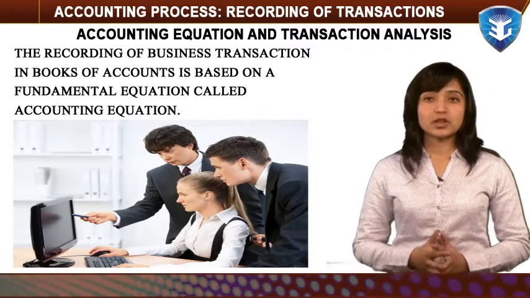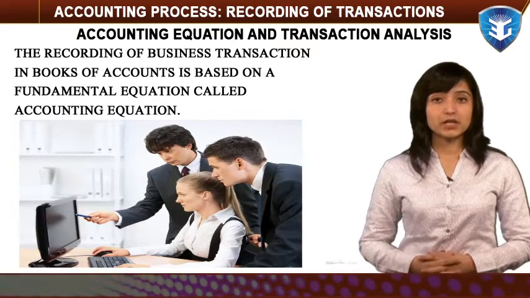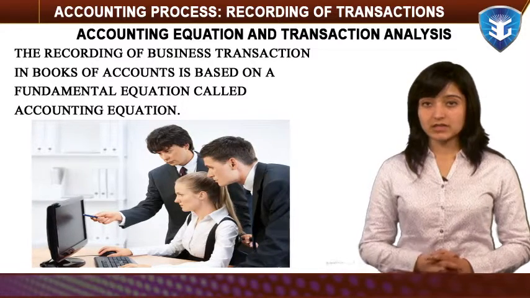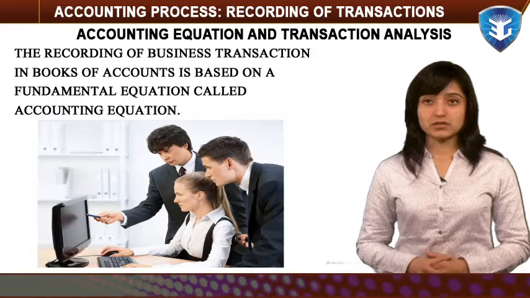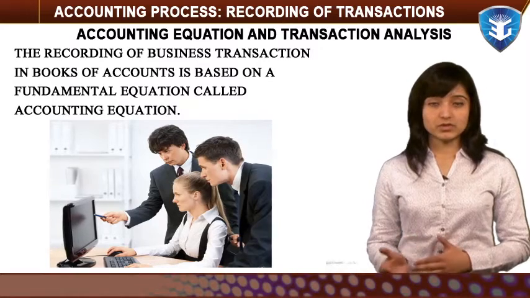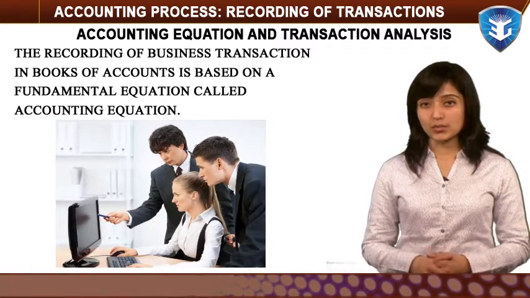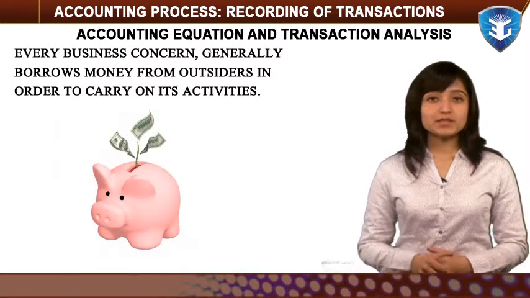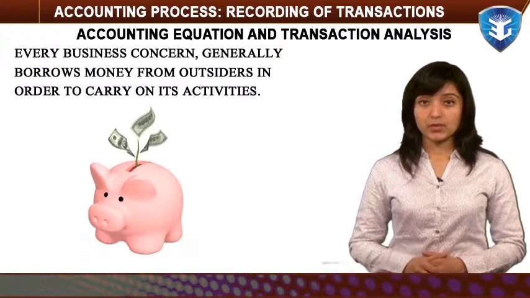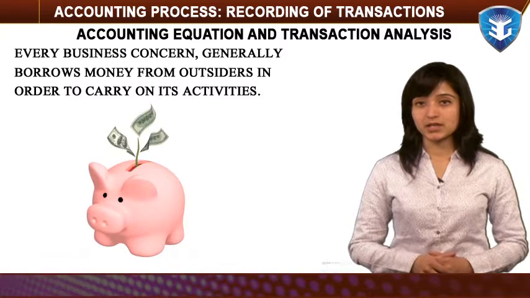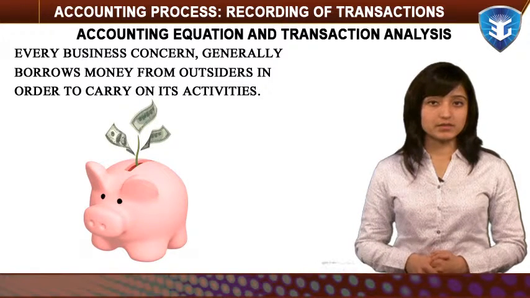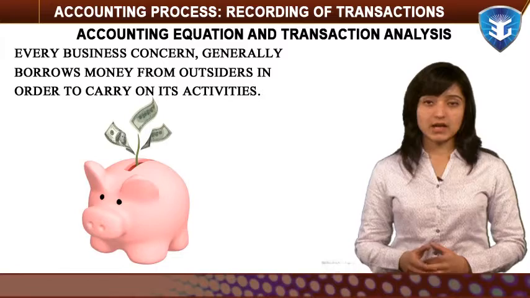Accounting equation and transaction analysis. The recording of business transaction in books of accounts is based on a fundamental equation called accounting equation. Whatever business possesses in the form of assets is financed by proprietors or by outsiders. This equation expresses the equality of assets on one side and the claims of outsiders, liabilities, and owners or proprietors on the other side. Every business concern generally borrows money from outsiders in order to carry on its activities. In other words, every business concern owes money to outsiders. These assets are financed by the funds supplied by proprietors and outsiders. Money borrowed from outsiders is called as liability.